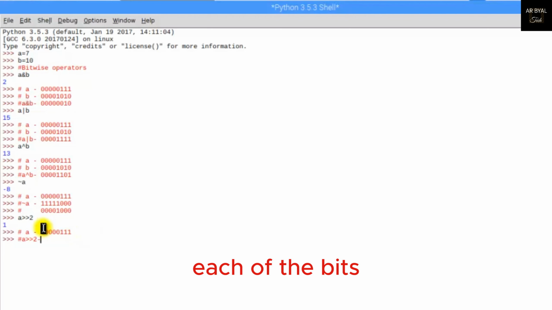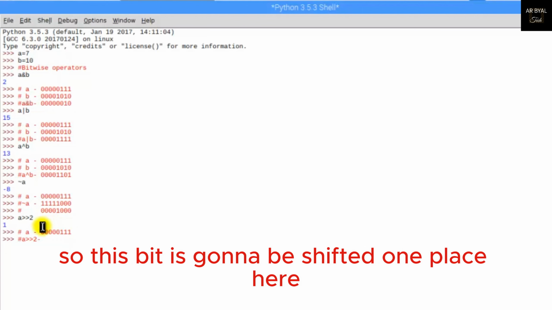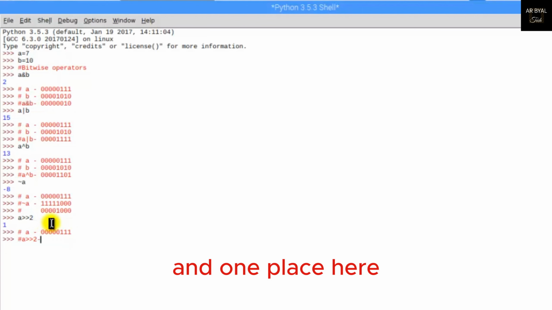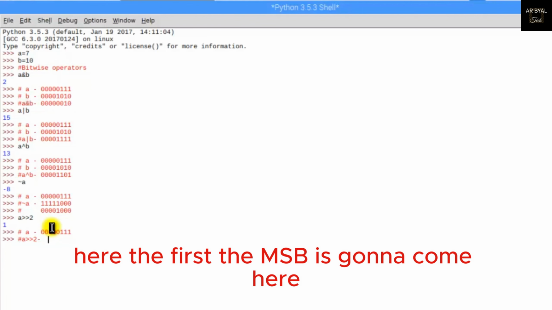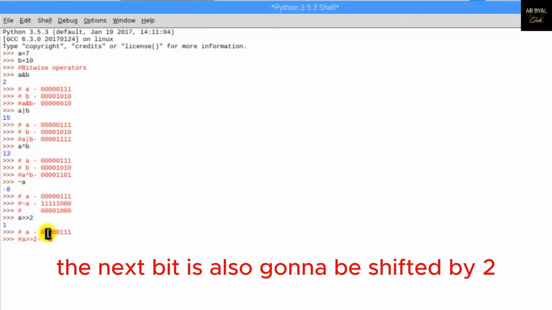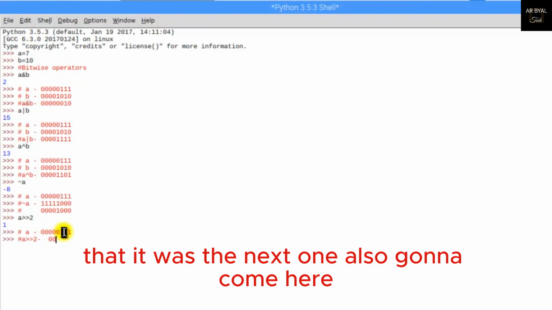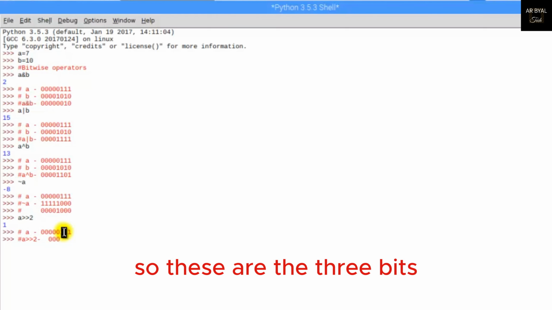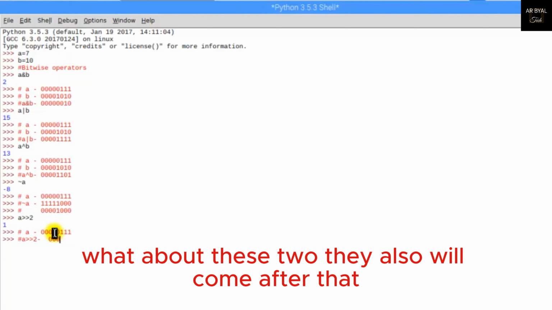Each of the bits is going to be shifted to the right by 2. So this bit is going to be shifted one place here and one place here, so it finally comes here. The MSB is going to come here. The next bit is also going to be shifted by 2, which means that is also going to come here. Next one is also going to come here. So these are the 3 bits which got shifted to the right. What about these 2? They also will come after that.